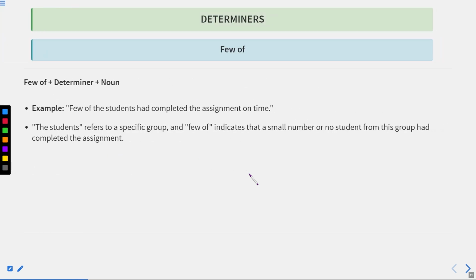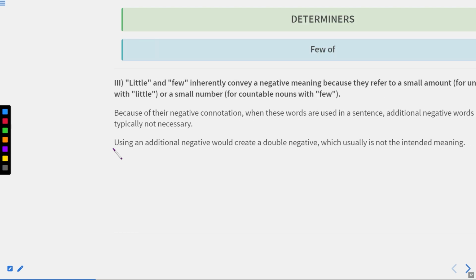Here, the material is a specific set of information and little of refers to a small amount of it. Now, let us move to the next one. We'll discuss the phrase few of: few of plus determiner plus noun. Example: a few of the students had completed the assignment on time. This means the students refers to a specific group, and a few of indicates that a smaller number of students from this group had completed the assignment.